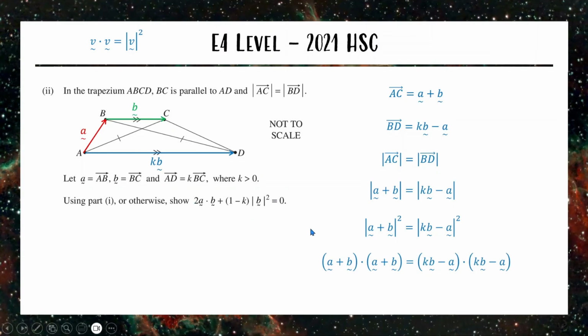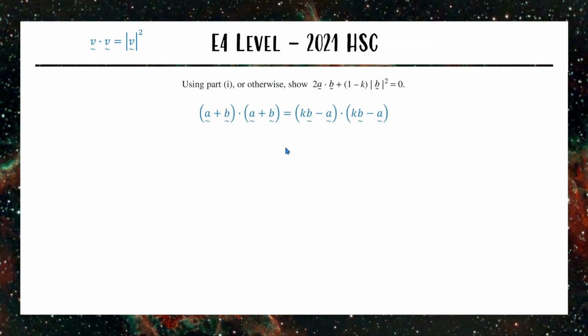So expanding out the left-hand side, we get a dot a at the front. We're then going to get a dot b and b dot a, so we're grouping these together as 2 a dot b. Then on the end, we have b dot b.